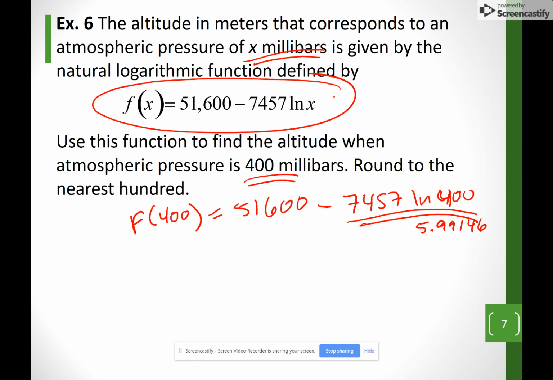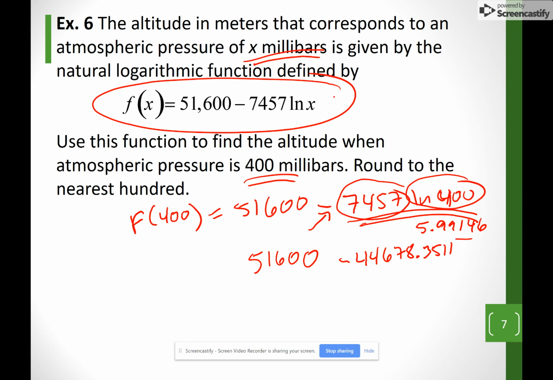So I know what the natural log of 400 is. If you notice, I have natural log of 400 times 7,457. Now that I know what natural log of 400 is, I'm going to multiply those two numbers, and my calculator gives me 44,678.3511 and some more numbers. Now, I notice that there is a negative sign in front of it, so I'm going to press the negative sign. So I have my answer as a negative.